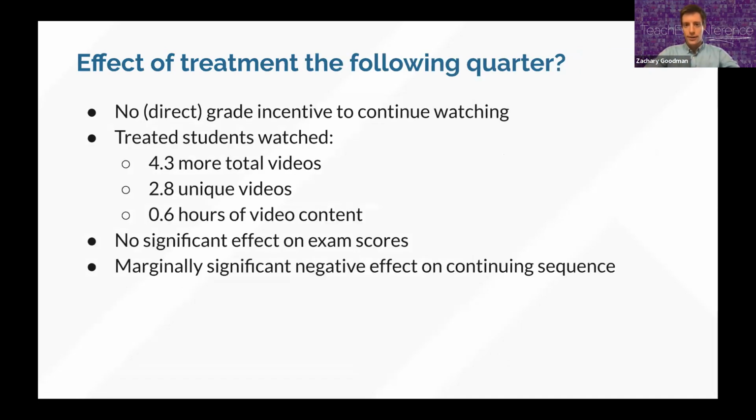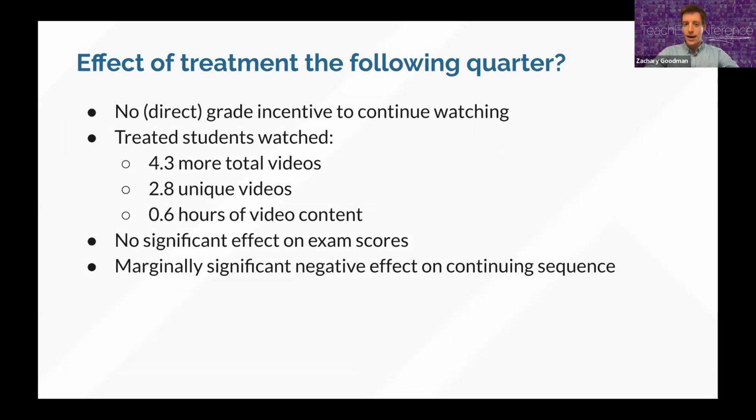The other really interesting thing that we found is looking at what happened the following quarter. And the following quarter, a lot of the students went on to take the second course in a 3-course sequence. And the video handbook still works in the sequence. It works for all 3 of the courses. So in this course, there's no longer a direct grade incentive to watch videos. There's no, you get 4% if you watch more than 40 videos in this class. But we did find that treated students continued to watch more videos than did the control students.